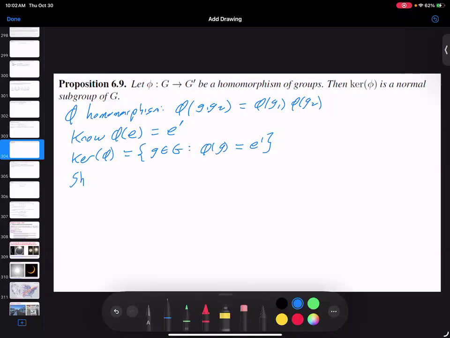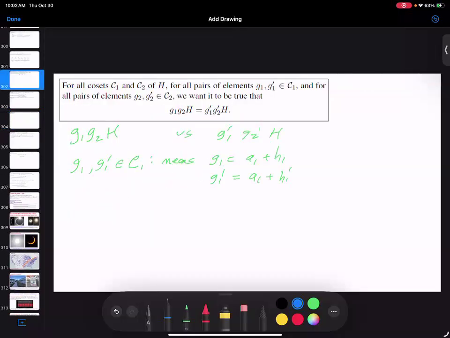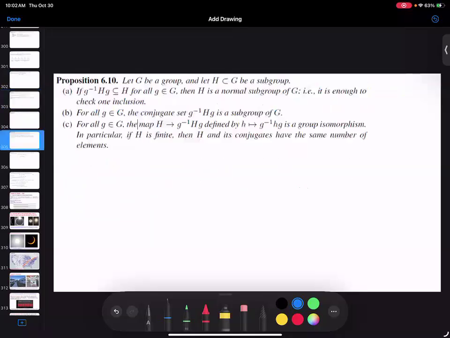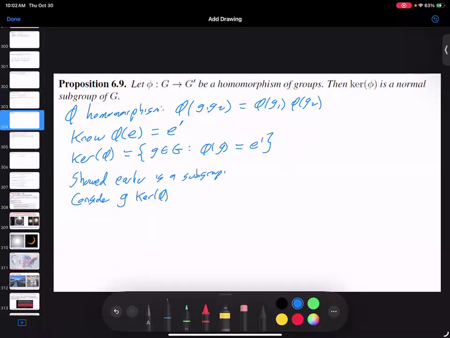We showed earlier that it was a subgroup. So let's consider g in G. Consider g inverse kernel phi g. Does this equal the kernel of phi?